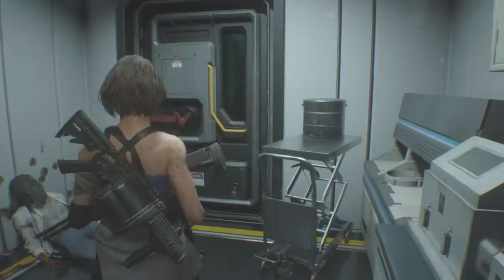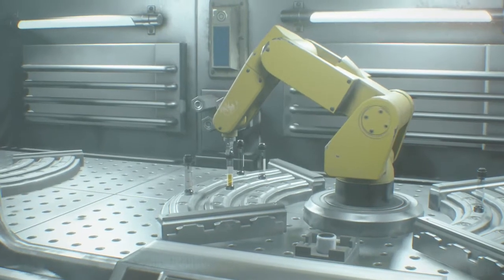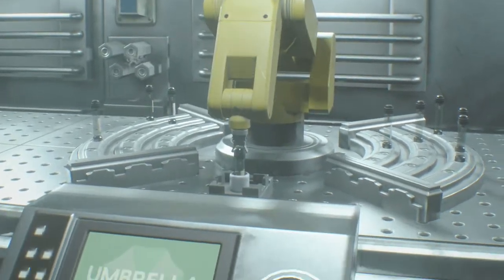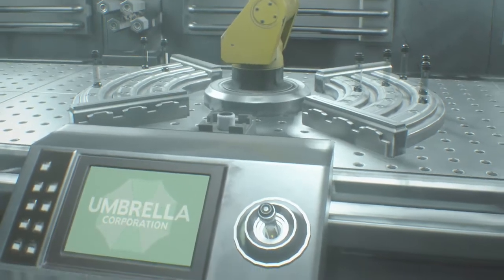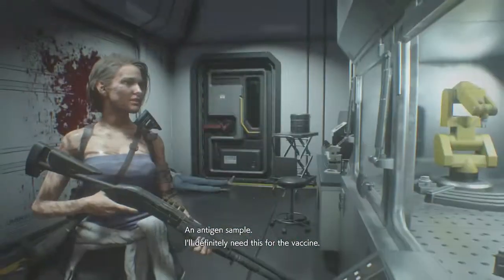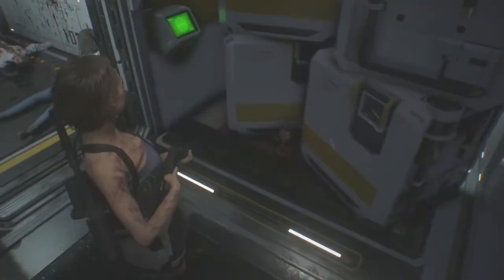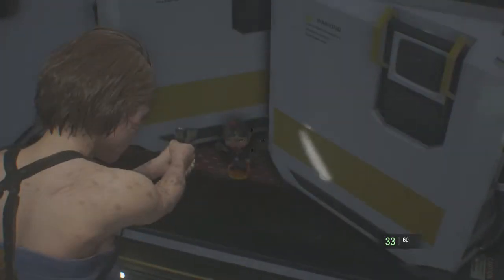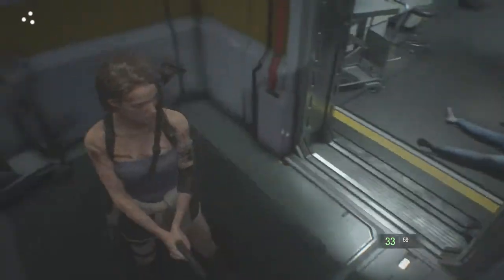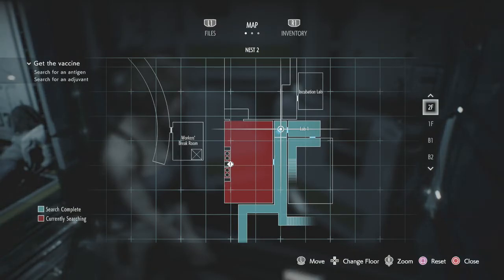So are the paleheads... Okay. Are the paleheads the things I've been messing with? Oh, goodness, what is this? Because them fuckers are really hard to kill. Culture sample? An antigen sample. I'll definitely need this for the vaccine. What in the fuck? Oh, okay, it's just a little guy. Is that seriously all that's in here? Just a little Mr. Bobble? Okay.